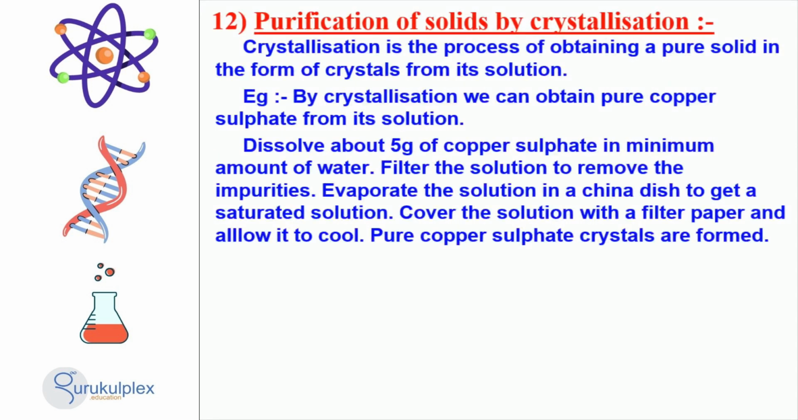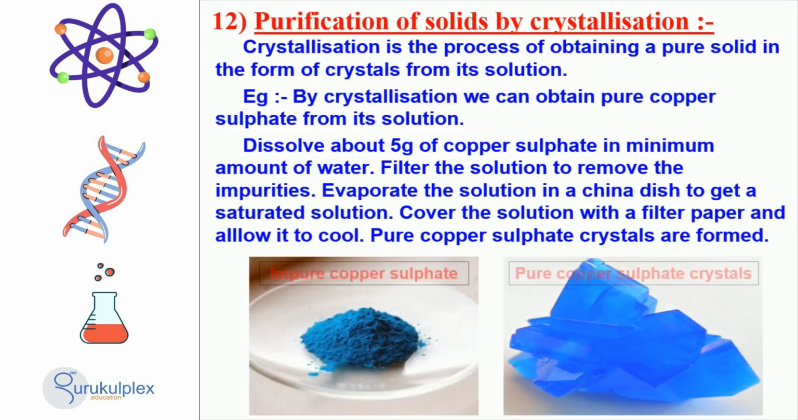In this slide, we have a description of the process of purification of solid by crystallization. Crystallization is a method of purifying a solid, by obtaining its pure form in the form of crystals from its solution. Copper sulfate is an example that is used, in which an impure solution of copper sulfate is filtered to remove impurities, then saturated with water by evaporating it in a china dish. When the solution is cooled, pure copper sulfate crystals are formed.